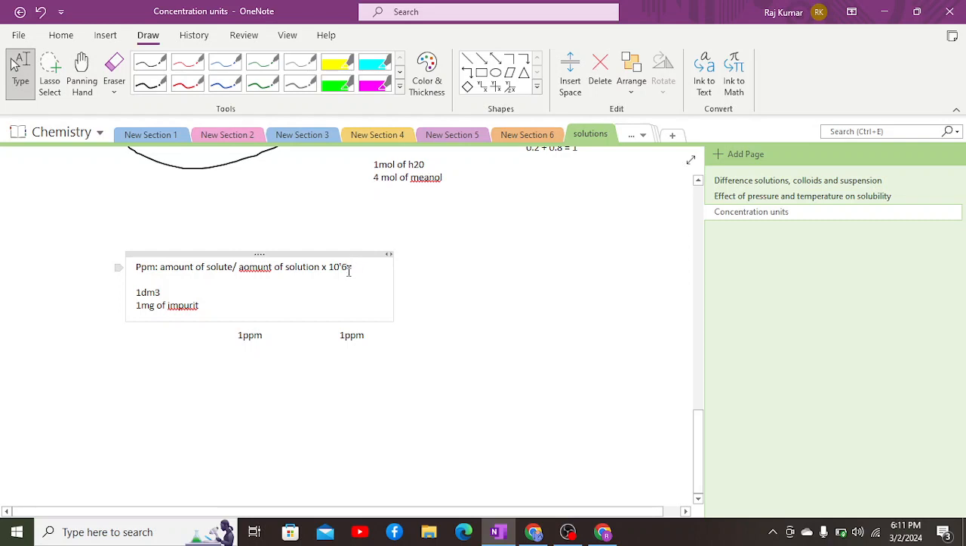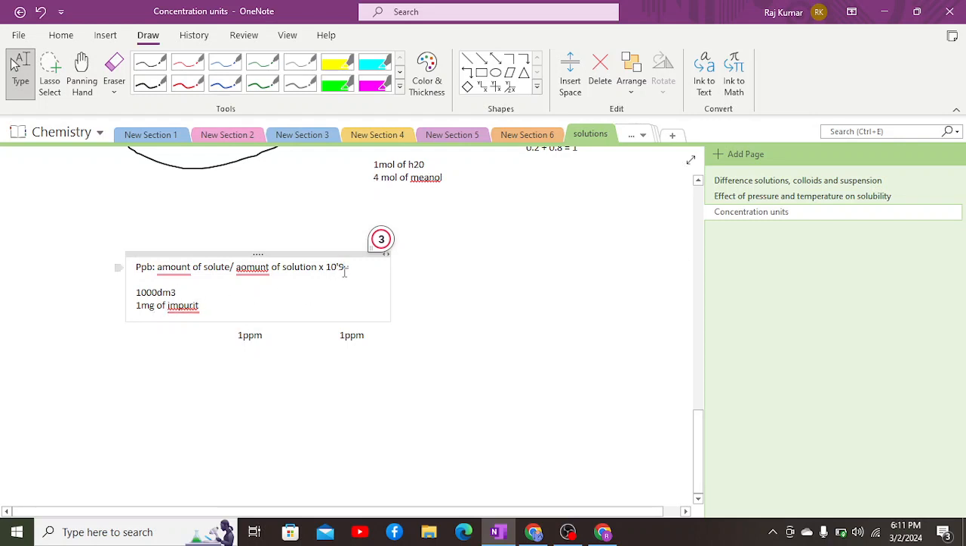Likewise, if we take the example of parts per trillion, we are going to put the power of billion first. Billion has 9 zeros, so in case of billion, we'll have amount of solute divided by amount of solution into 10 to the power 9. And here we are going to take 1000 decimeter cube of water, because 3 zeros are added, right? And again the condition would be the same. 1 milligram of impurity present in 1000 decimeter cube of water would be considered as parts per billion.